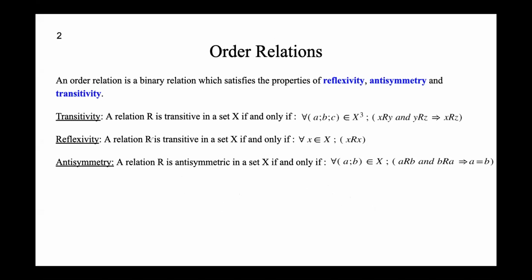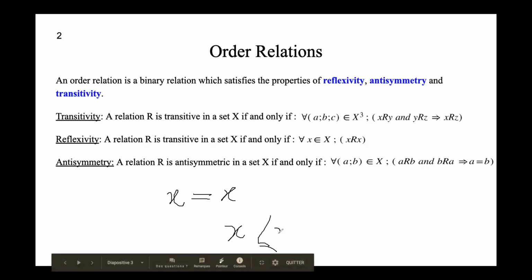Reflexivity. R is reflexive in a set X if and only if for every element x of X, x is in relation with itself. For example, x is always equal to itself, and x is always smaller or equal than itself.